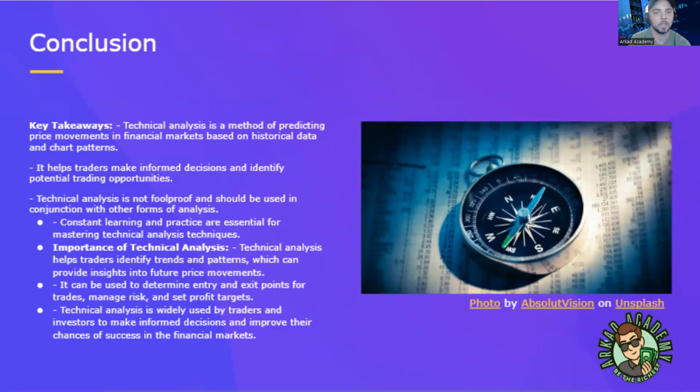The importance of technical analysis: it helps traders identify trends and patterns, which can provide insights into future price movements. It can be used to determine entry and exit points for trades, manage risk, and set profit targets. Technical analysis is widely used by traders and investors to make informed decisions and improve their chances of success in the financial markets.